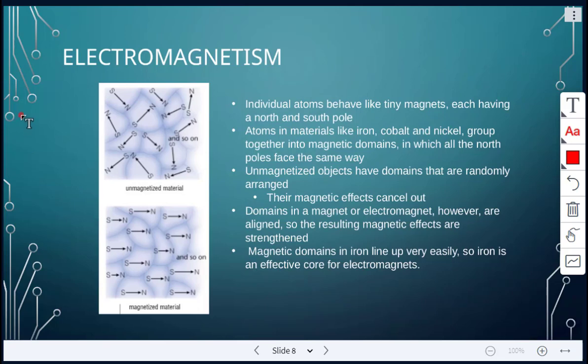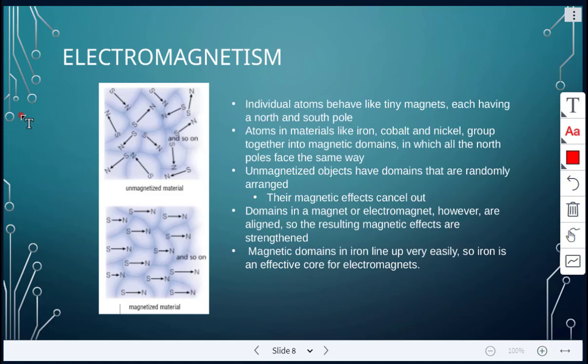So what are we seeing when we're looking at particles or atoms? Individual atoms behave like tiny magnets. Each of them has a north and south pole. Even in materials like iron, cobalt, and nickel, the atoms group together into magnetic domains where all the north poles are facing the same way.